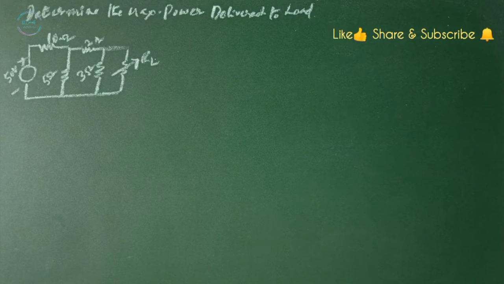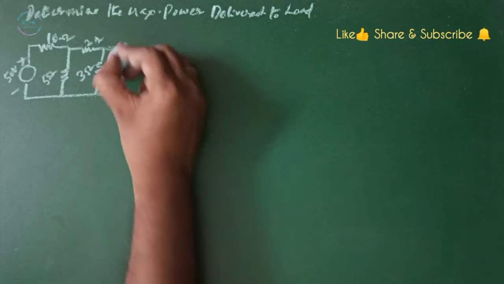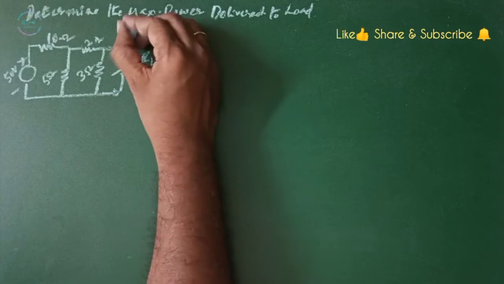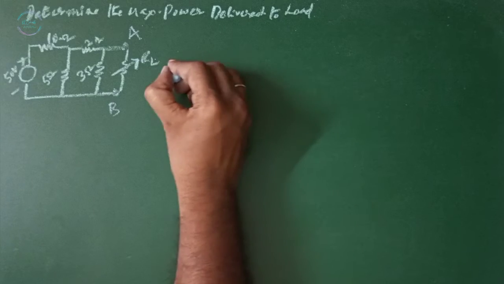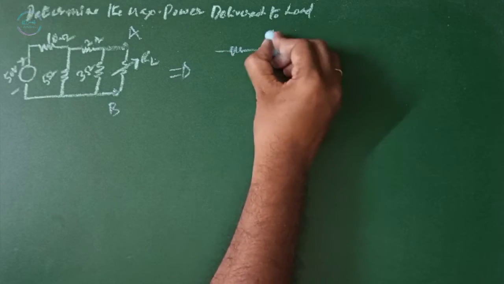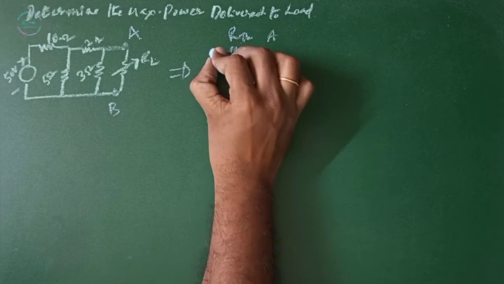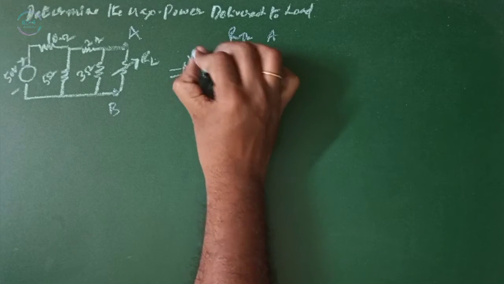Determine the maximum power delivered to the load of a given circuit. This is the given circuit. We need to find the maximum power across these two terminals A and B. Then we need to find a Thevenin's equivalent circuit between the points A and B with RTH and VTH.